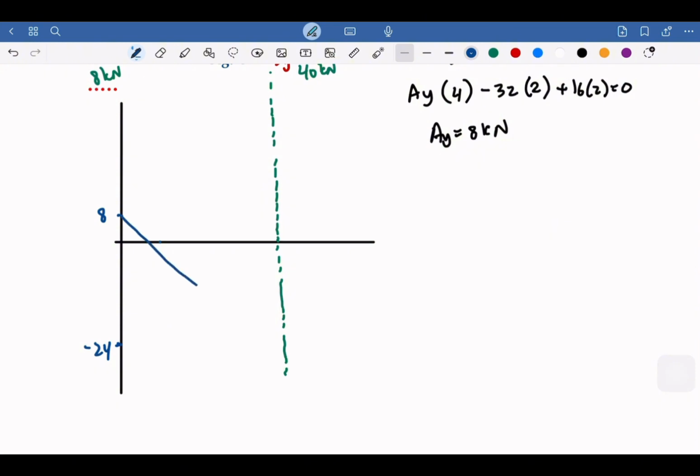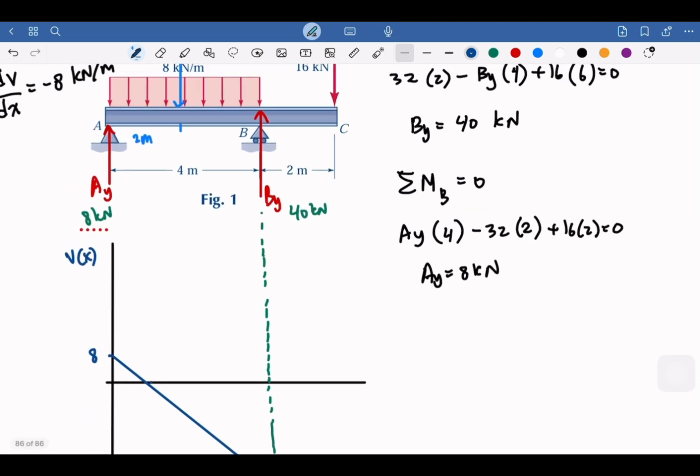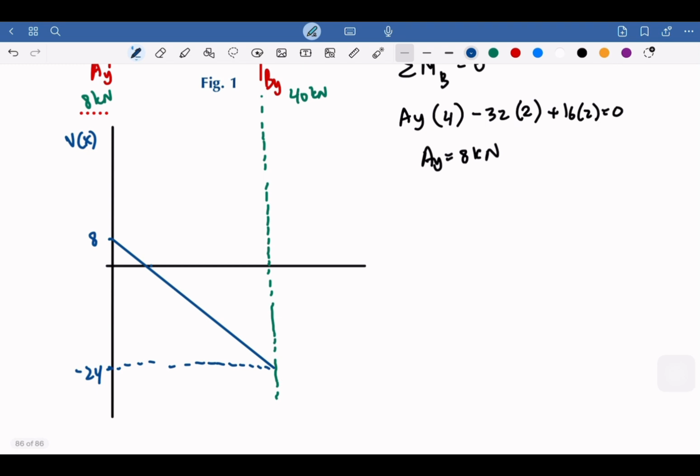So suppose this is our expression for the linear. This will be negative 24. This is Vx. After we get the negative 32 going down with the distribution load, we have By, which is 40. So from negative 24, plus 40 goes up. So plus 40 until 16. The distance here is 16, maybe around here.